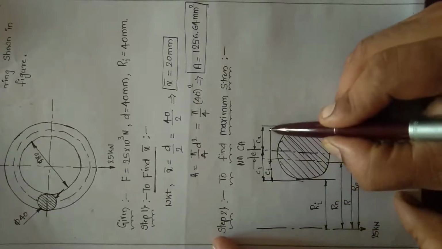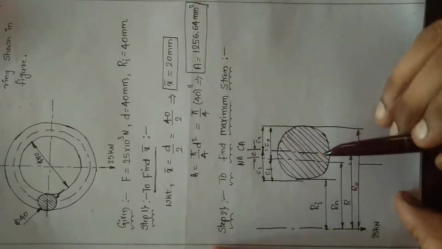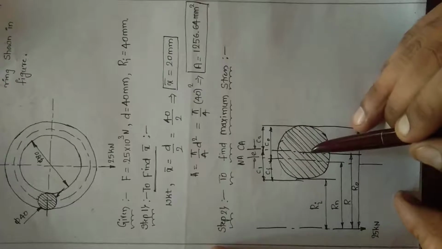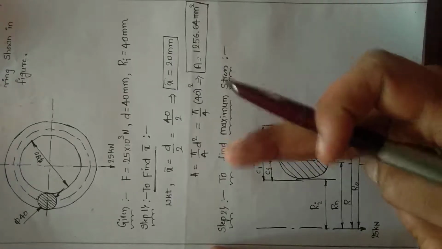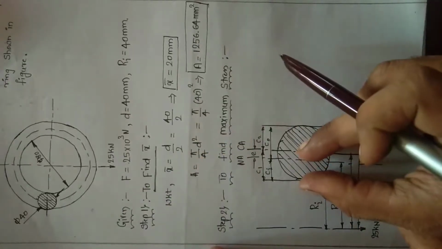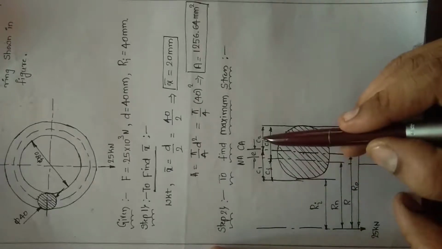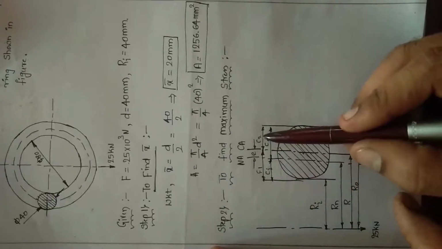This will be C0. So it is clear that the centroidal axis is exactly at the center. So it is C1. C1 I can know easily because the total section diameter he has given is 40. So half of this will be 20. So C1 I got directly as 20. Am I right? So C2 is also the same, 20. C1 and C2 both are the same here.